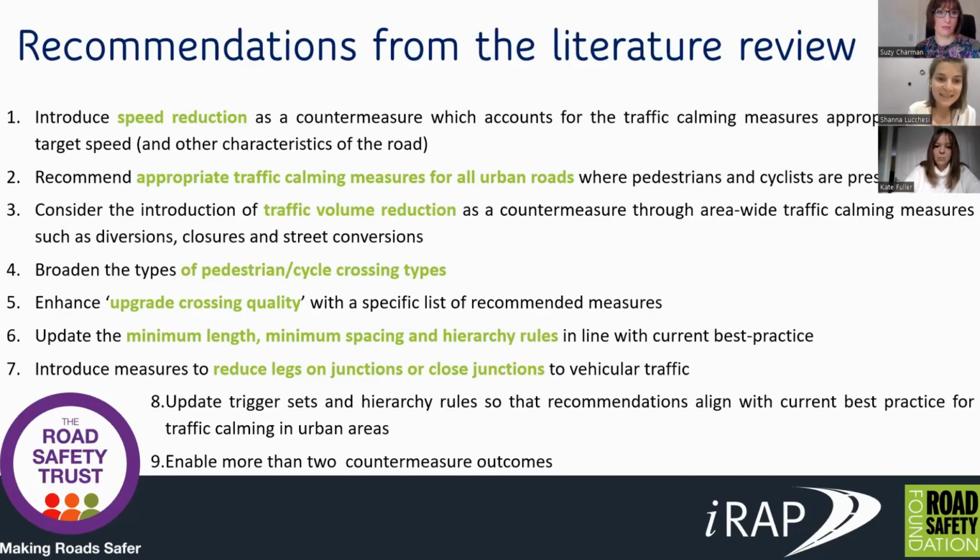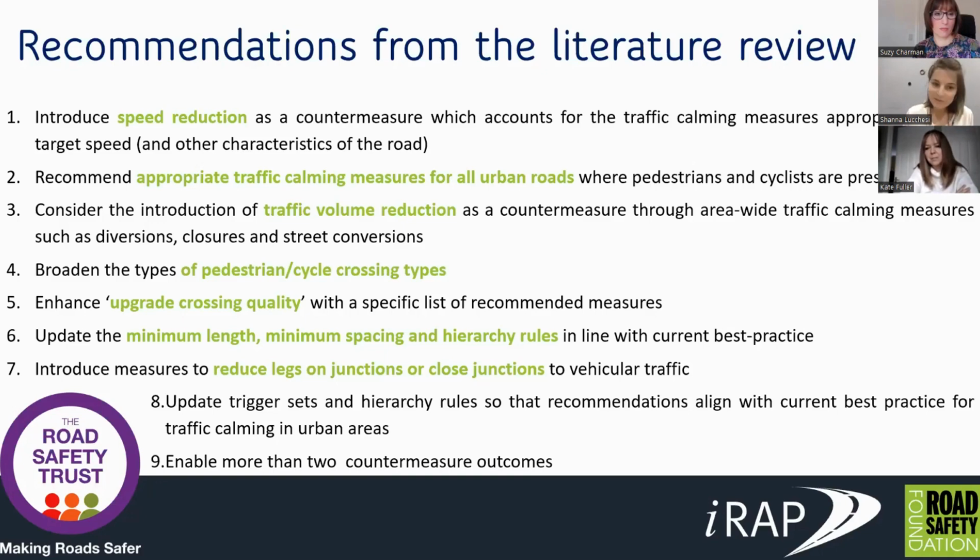So continuing in our list, number 4 is broaden the type of pedestrian and cycling crossing types. 5 is enhance or upgrade crossing qualities with a specific list of recommended measures. I will jump to the 7, that is introduce measures to reduce lags on junctions closed to vehicle traffic. And then number 6 and number 8 deal with the update of the minimum lane, minimum spacing, and hierarchy rules in line with current best practice, and update trigger sets.